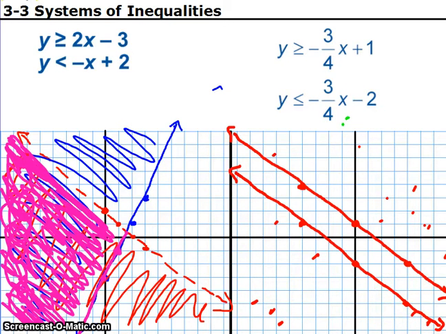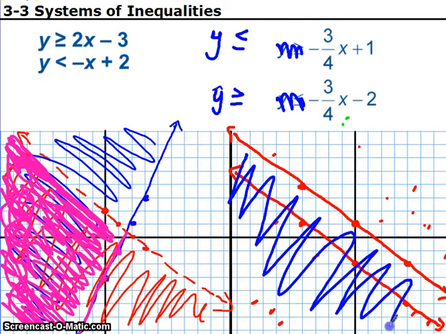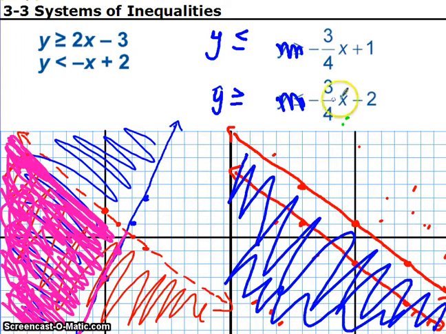Alright, so what if these equations had changed to y is less than or equal to on this one, and y is greater than or equal to on this one? Okay, so same two lines, but now I'm going to shade below the +1. That's this section here. Everything below. And above the -2 one. So that's this section here.